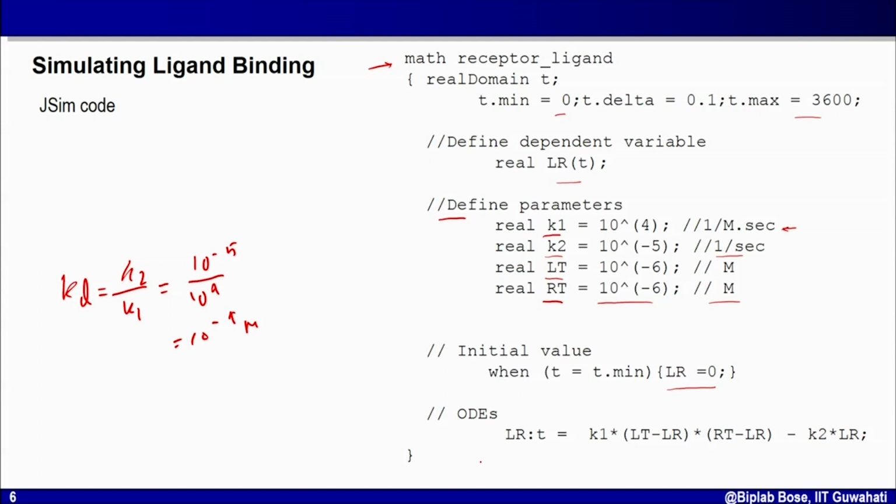Then comes writing the ODE following the equation that we discussed just now in the last slide. LR colon t, which means essentially dLR/dt, is equal to K1 into LT minus LR, so this is nothing but free L, into RT minus LR, that is nothing but free R, minus K2 into LR. So this last part is the reverse reaction. So that's all. Just one ODE, and I have all these parameters K1 and K2 and LT and RT, these are the constant terms, and I am ready to simulate. So I will advise you to write down this code in JSim and simulate it.